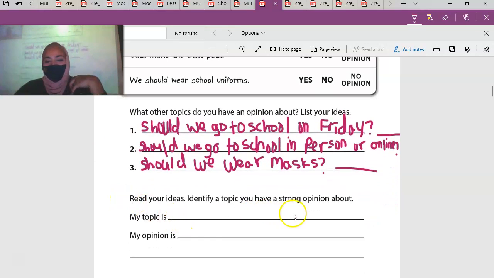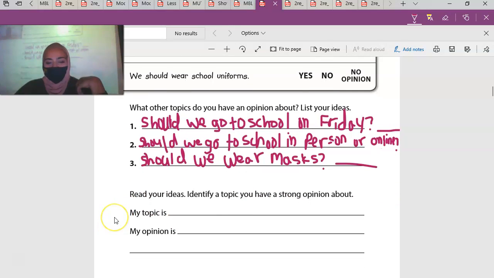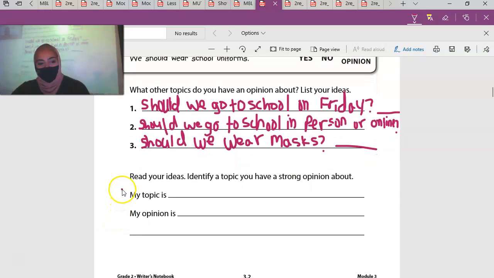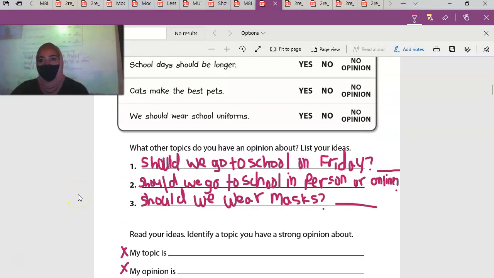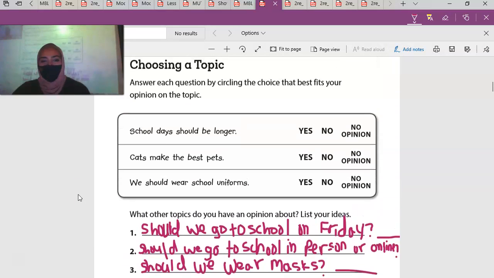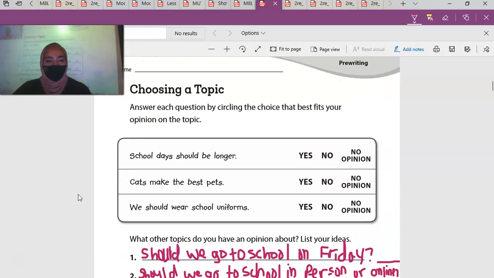You're going to write it here, and then in a complete sentence, you're going to write what your opinion is. So if your opinion is whatever it is, you're going to say yes and tell me why, or you're going to say no and tell me why. Do you all understand? Does everybody understand, yes or no? Yes. Okay, good job. That's all we're doing today for our writing lesson.